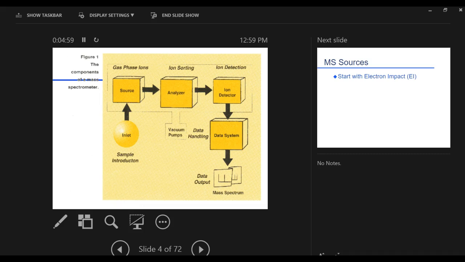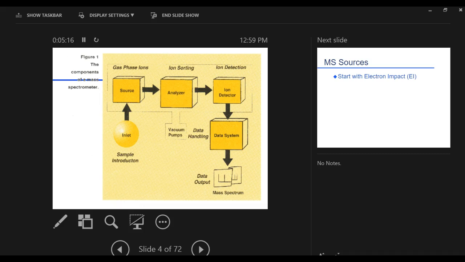It'll always fragment in the same way. So if I look at the pieces, it's like a puzzle. I can put these pieces together, and I now know what I have. So this is my analyzer. It separates all those pieces for me, so I can look at one at a time and detect them.